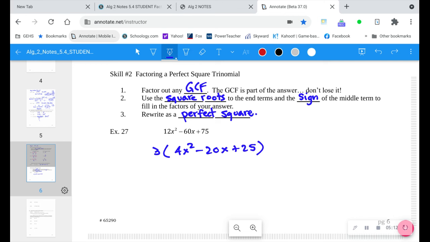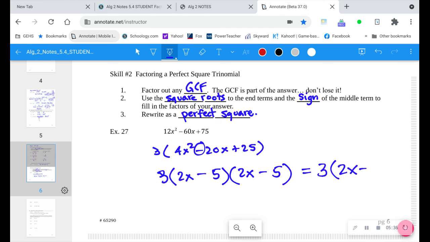Okay, so what you're going to do now is keep that common factor there. That's part of your answer. Take the square roots of each end. So 4x squared would be 2x times 2x. And the 25 would be 5 times 5. And then you simply borrow the sign of the middle one. And this can always be rewritten with an exponent instead, since we have matching values being multiplied by each other. Okay, so that does it for page 6.